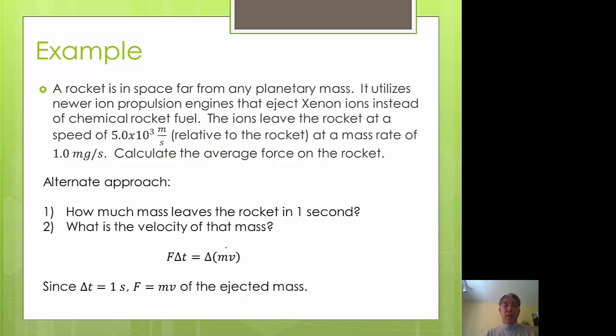But in this case, all I have to do is take my mass, which is 1 milligram, or 1 times 10 to the minus 6 kilograms, times that velocity, 5 times 10 to the third, and I would get the same number.